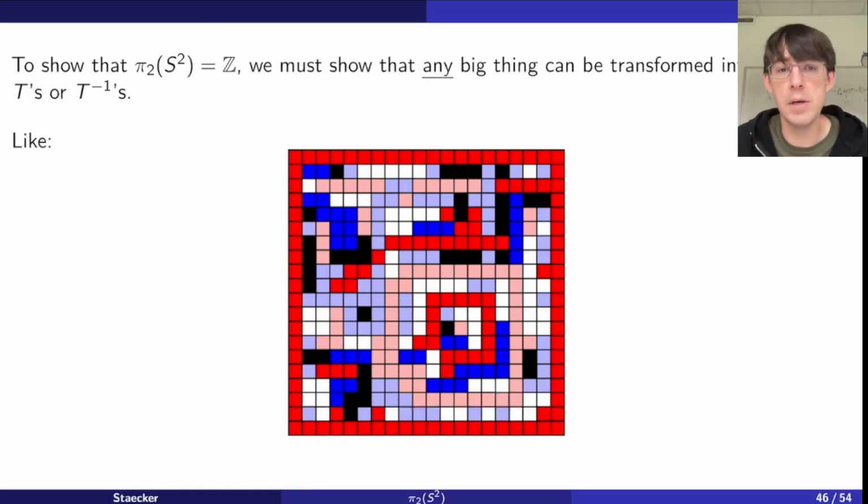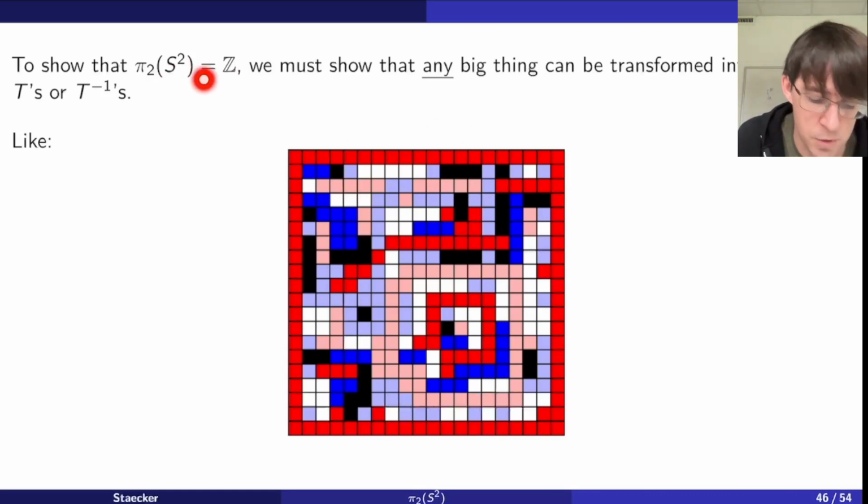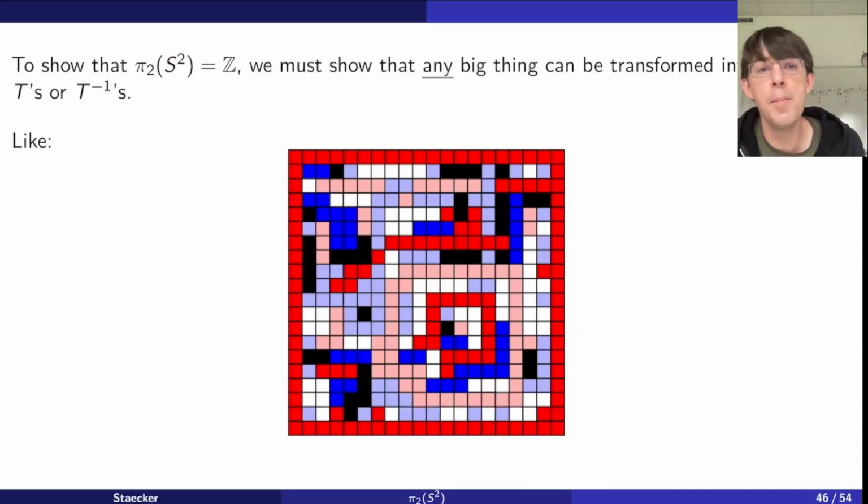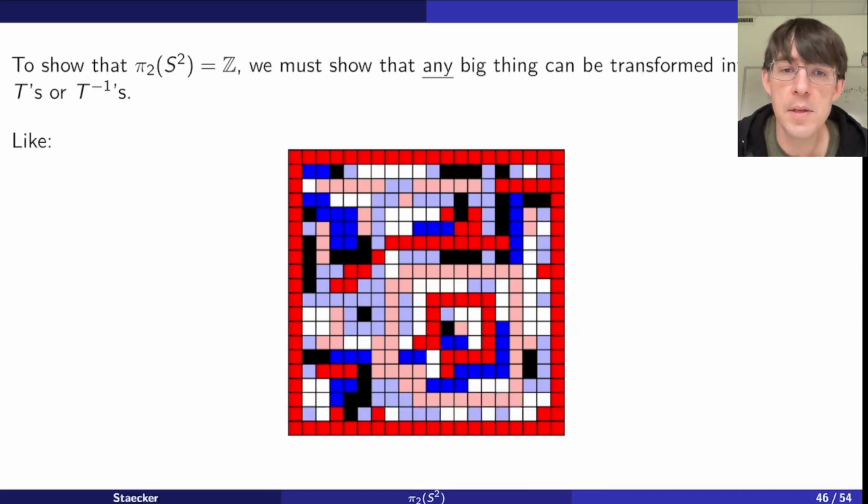That's what would be necessary. If it's really true that any picture like this can be expressed as T's and T inverses, then that means that this group is the same as Z. We have to rule out the possibility that there's some kind of wild or crazy way of doing a picture like this which is not equivalent to the T's and T inverses.